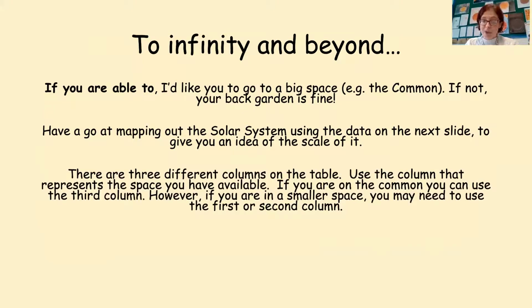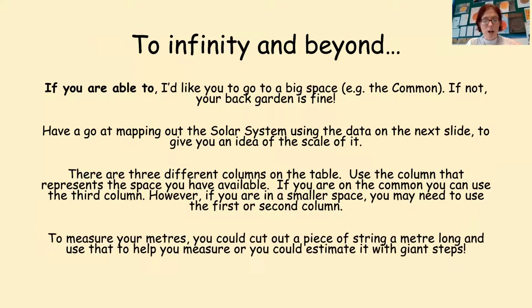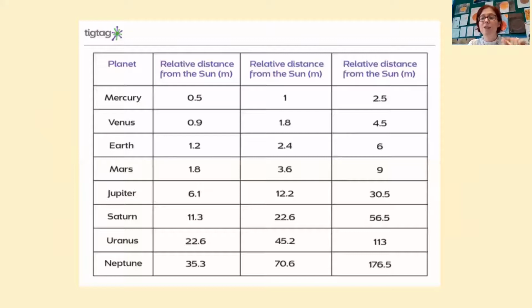There are 3 different columns on the table. Use the column that represents the space you have available. So I will come to this. So you can see there are 3 columns there. You've got relative distance from the sun on all of them, and as you can see, they get progressively larger. So if you are in a fairly small space, use the first column, because as you can see, you're going to need each one of those.